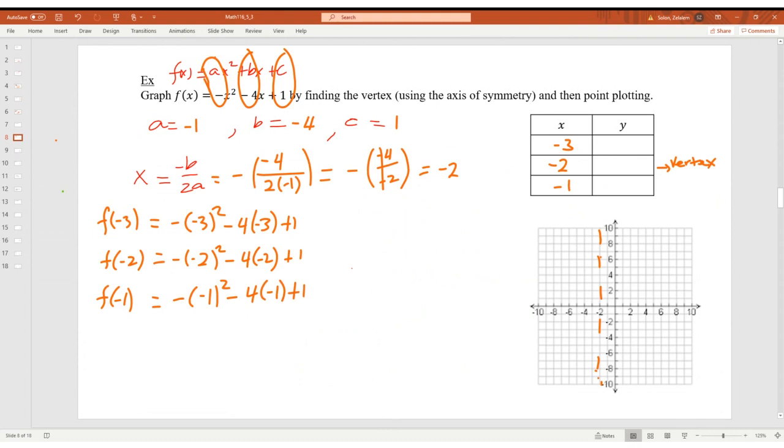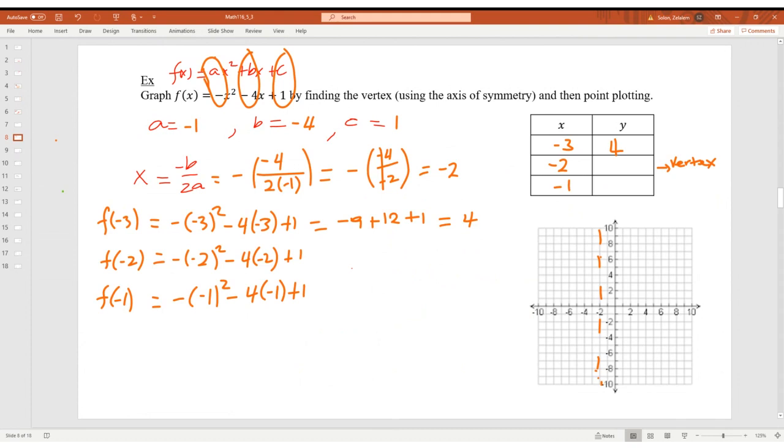After that, just evaluation. So we have negative outside. 3 squared, negative 3 squared is 9. Negative 4 times negative 3 is 12. So negative times a negative is positive. Then we have plus 1. Negative 9 plus 12 is 3. 3 plus 1 would be 4. So at negative 3, y is 4.